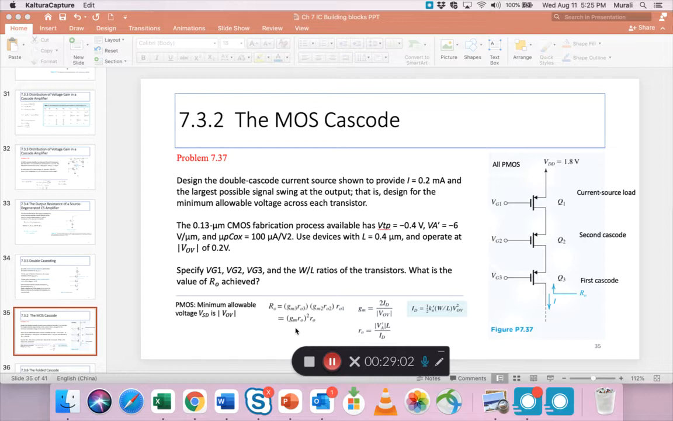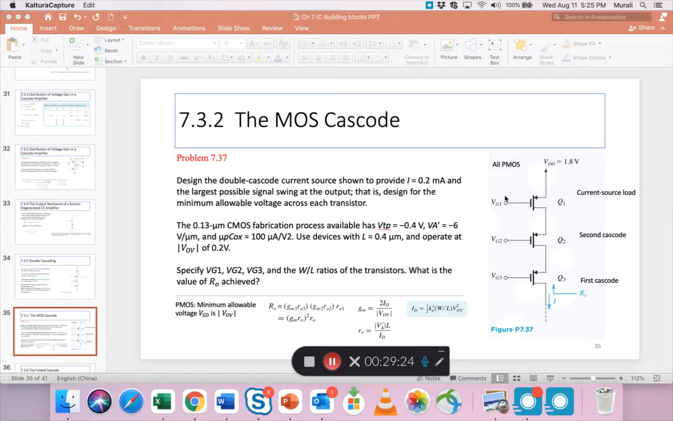Then RO has this. GM and RO have these formulas. Yeah, we need a GM and RO here in this formula. So I'm showing you how to get GM and RO. By now you should know this. And then W by L, you get it like this.